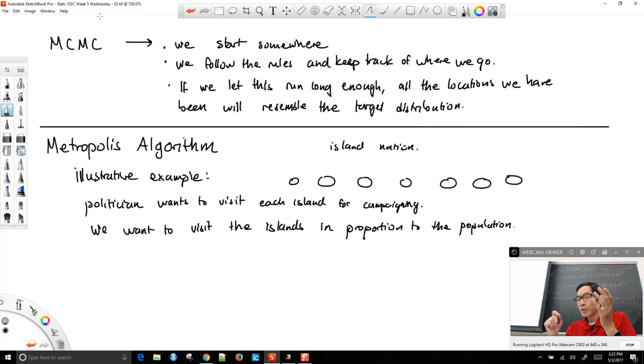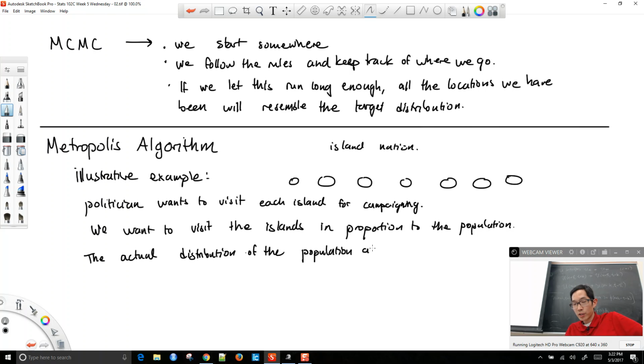Okay, and analogies always kind of break down a little bit, and this is where the analogy says, well, this doesn't quite make sense. We're going to say we don't know the population of each island. At this point, we don't know the population of all of the islands. So the actual distribution of population among islands is unknown to us.